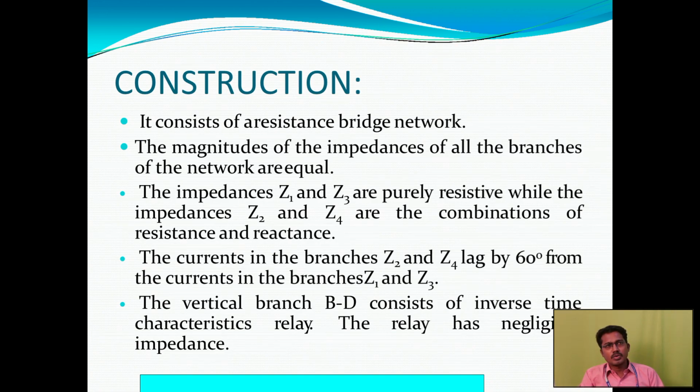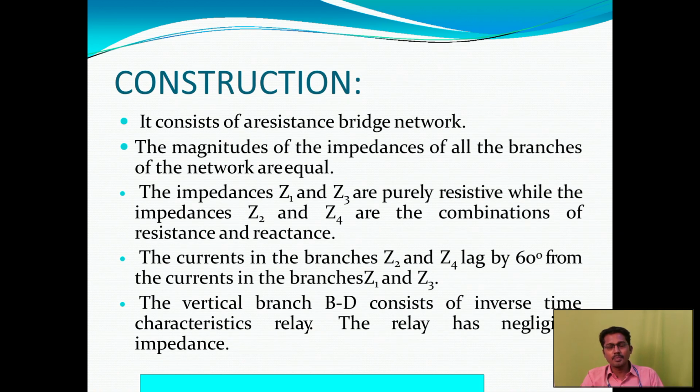As for construction, it consists of a resistance bridge. The magnitude of the impedance of all the branches of the network is equal. I have told you it is a bridge circuit, so that is why the branches are equal. The impedance of Z1 and Z3 are purely resistive, while the impedance of Z2 and Z4 are a combination of resistance and reactance. So it will be variable, depending upon the negative sequence current flow.